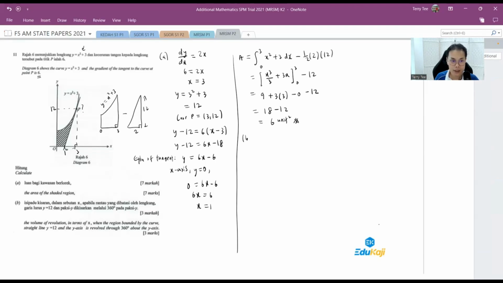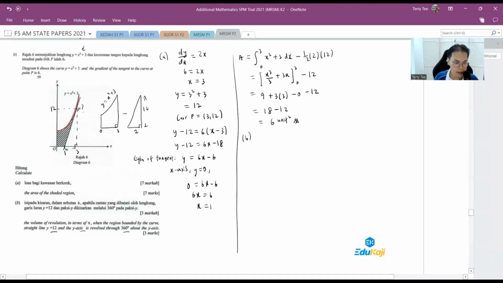Right. Okay, next. Find the volume of revolution in terms of pi when the region bounded by the curve, straight line y equals 12, and the y-axis is revolved 360 degrees about the y-axis. Okay, so where's the region bounded by the curve? Okay, let me just highlight for you. This is the curve, region bounded by the curve.